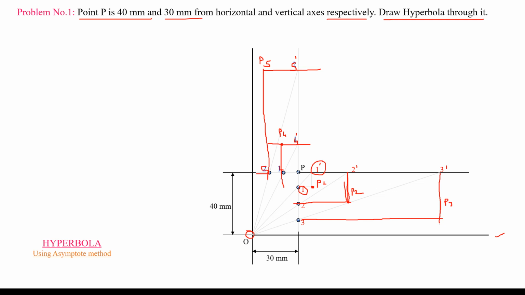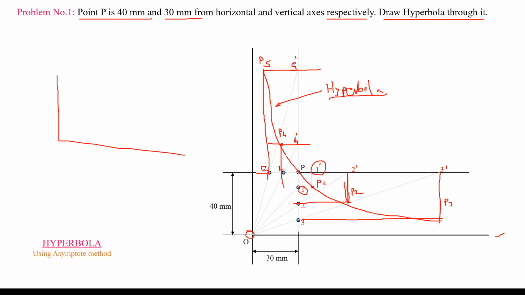Now you have to draw a hyperbola passing through all these 6 points. Finally, you will name this curve as hyperbola. This is also called a rectangular hyperbola because the area under the curve, under the rectangle, is always constant. This can be applicable to Boyle's law as well.